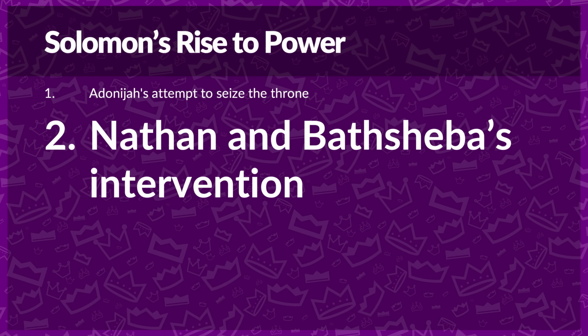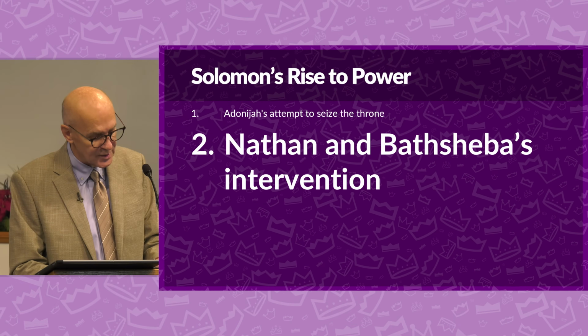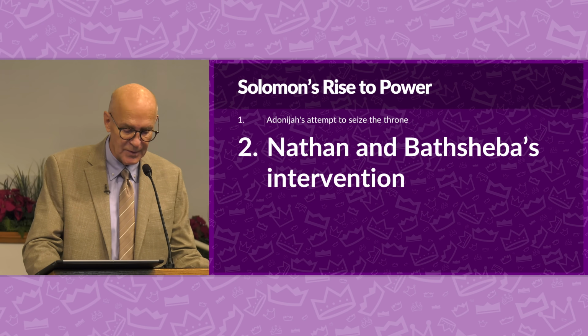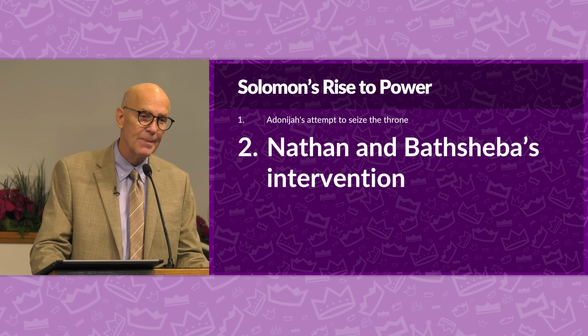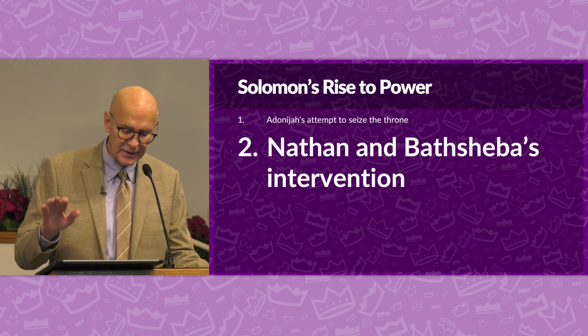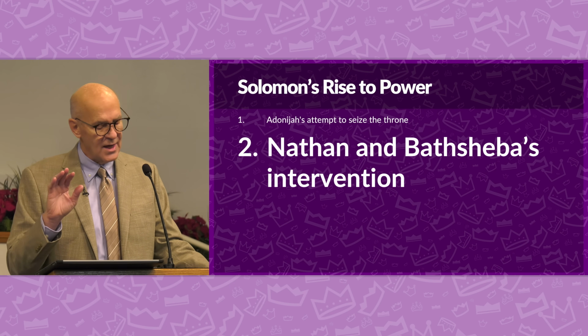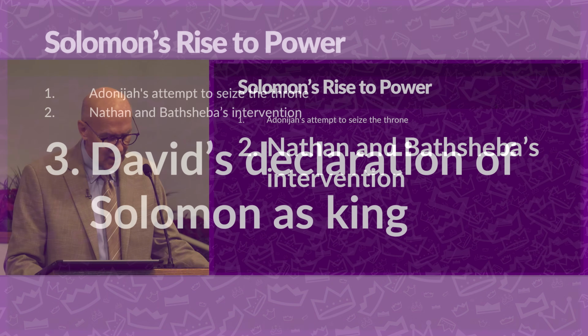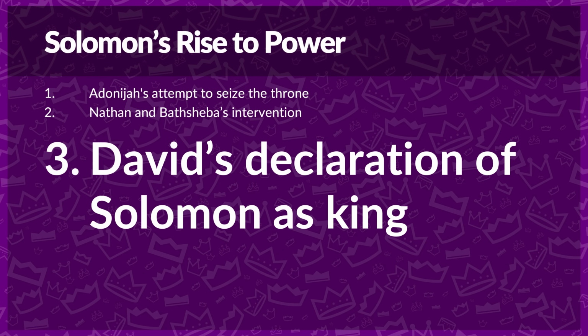At this point, Nathan the prophet, aware of Adonijah's plot, approaches Bathsheba, Solomon's mother, urging her to remind David of his promise that Solomon would be succeeding him as king. And so together they informed David of Adonijah's actions and asked him to publicly affirm Solomon as the correct heir to the throne. Upon hearing the news, David immediately ordered that Solomon be anointed king.